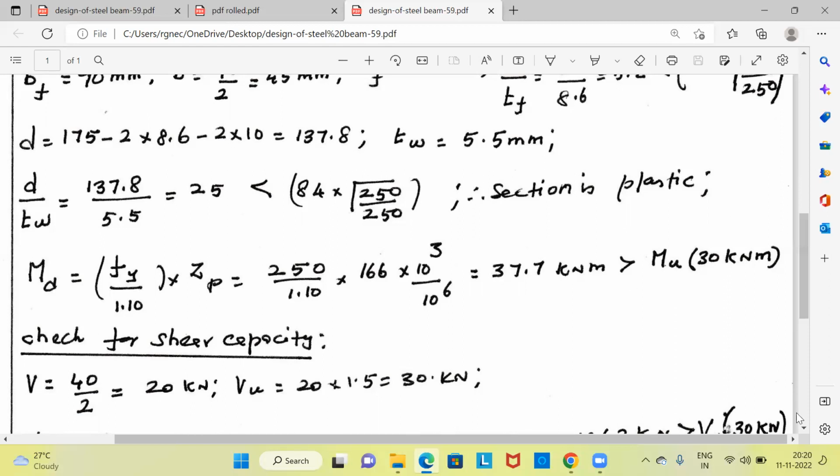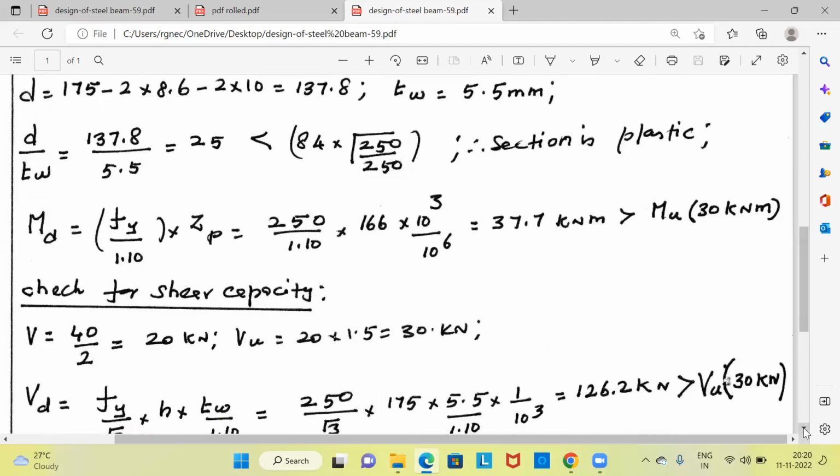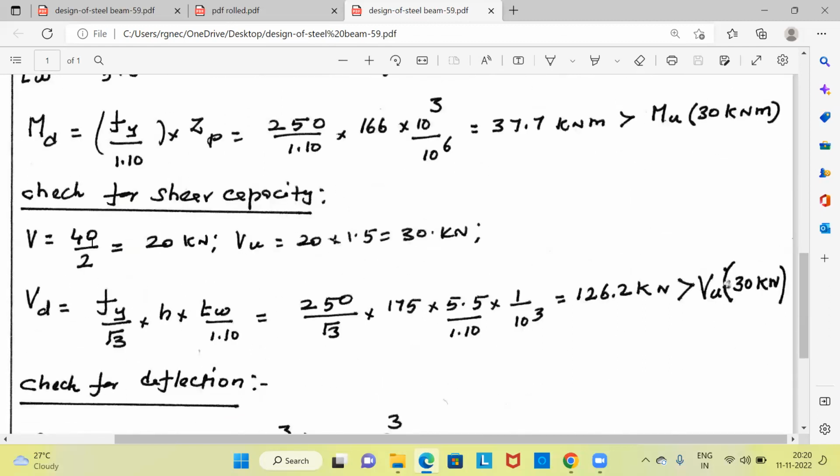The next check is for shear capacity. The shear force is equal to total load divided by 2. 40 by 2 is equal to 20 kilonewton. We have to apply the load factor in the limit state design. The load factor is 1.5. So the design shear is 30 kilonewton. Now we will calculate the shear capacity. The shear stress is equal to Fy by root 3. There is no reduction. There is no buckling of the web because D by T ratio is less than 67.